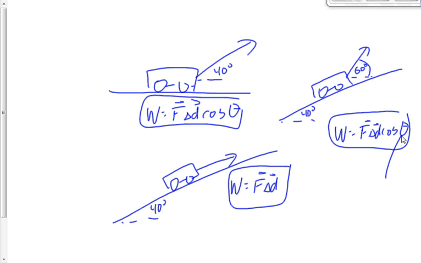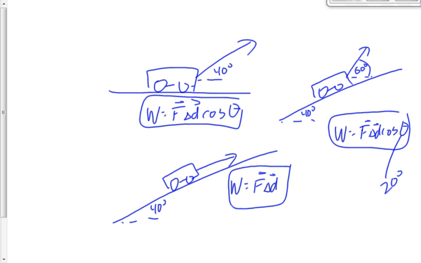What would theta be? 20 degrees? Who thinks 20? Who thinks 40? Who thinks 60? The angle's 20. Jonathan, why is the angle 20?